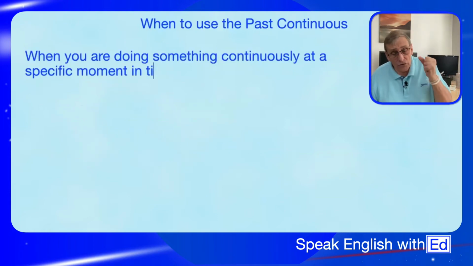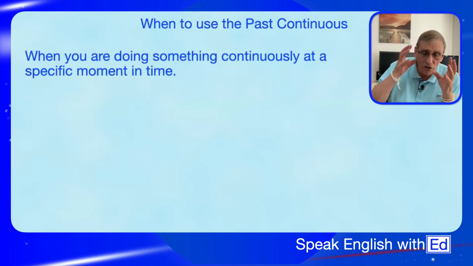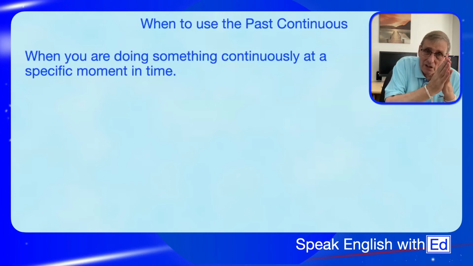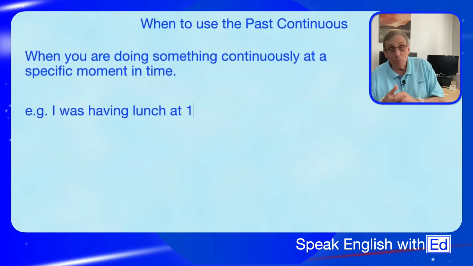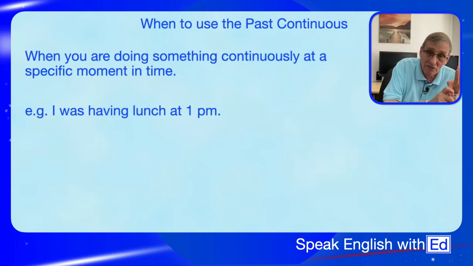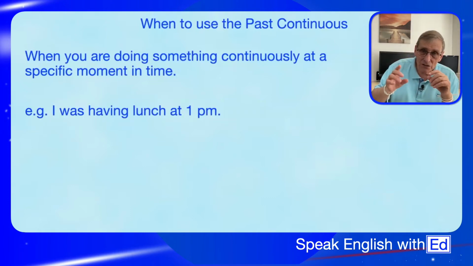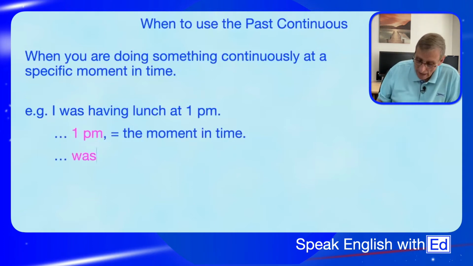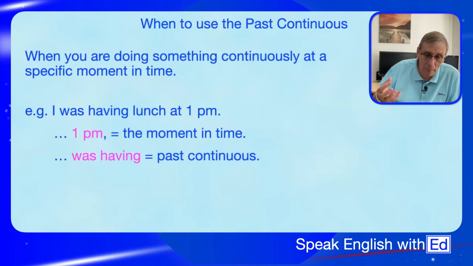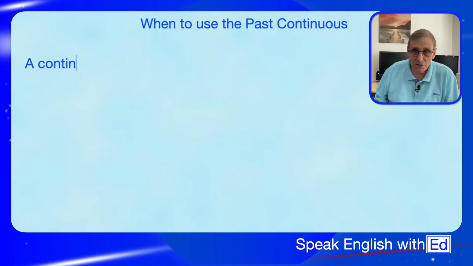Now, you also use it when you're doing something over a period of time, but you want to talk about a specific moment during that period of time. Our example here is, I was having lunch at 1 o'clock. So 1 o'clock is the specific time, and having lunch is the past continuous.